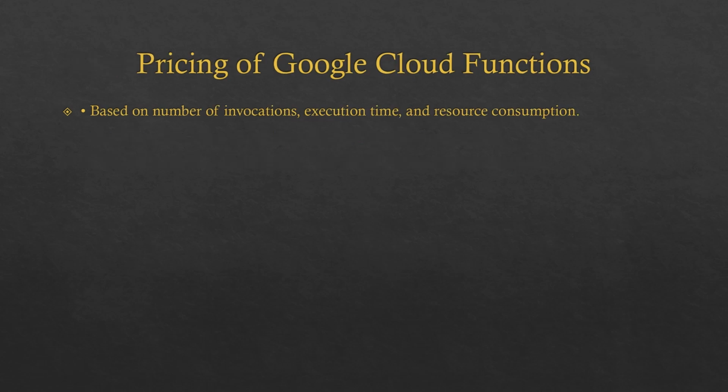Google Cloud Functions also uses a pay-as-you-go model. You are charged based on the number of invocations, execution time, and the amount of resources your function consumes. This makes it scalable and cost effective for a wide range of use cases.